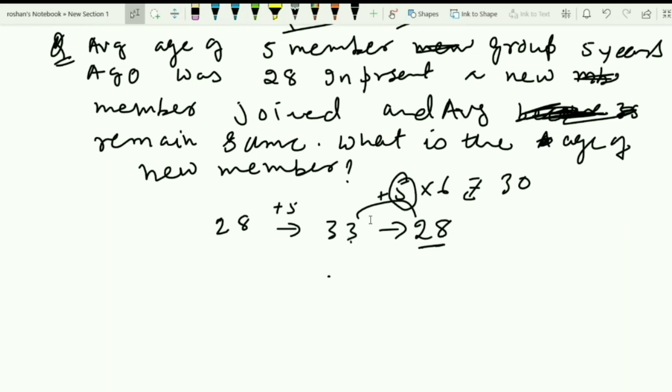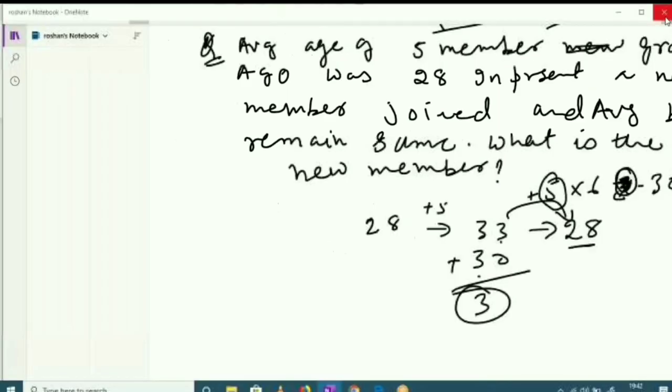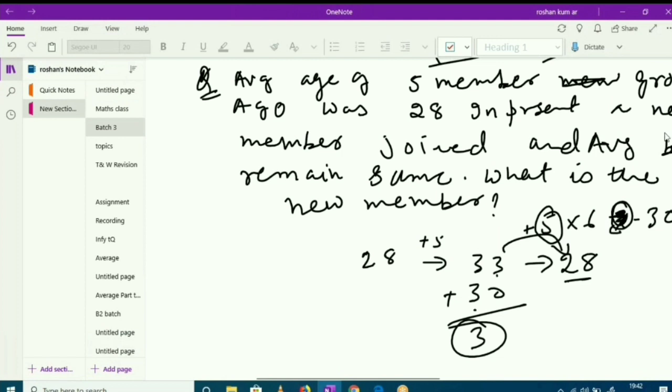Now you understand, earlier case, all the cases, this number was greater than the previous number. Hence we have added, but this number is smaller than all the other numbers. So what we will do is that we'll subtract this 30, and the age of that gentleman who will be joining the group will be 3. Ye kahani samajh mein aaya ki nahi? Have you understood this question or not? Every one of you confirm on this fast, so that we can go into the next concept.